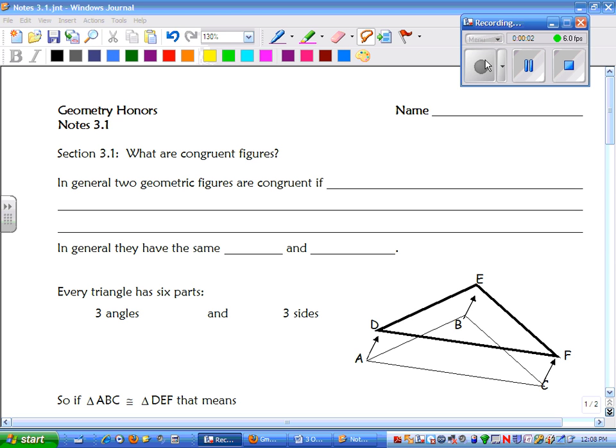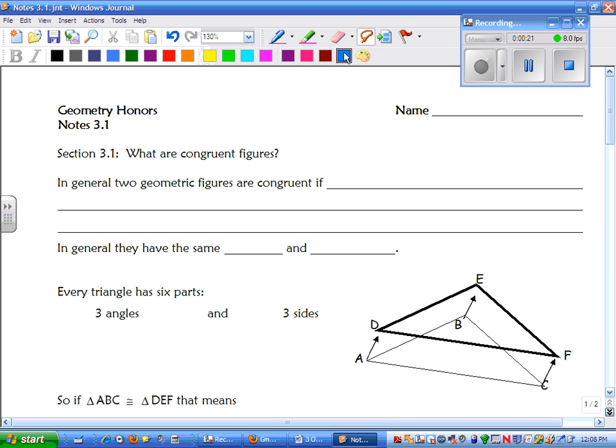Today we'll be starting Chapter 3. Chapter 3 deals with congruent figures. Most of the chapter deals with proving triangles congruent and steps that go along with that. So this chapter does have a lot of proofs in it, but today we're not going to start with proofs. We're going to just talk about what it means for figures to be congruent.